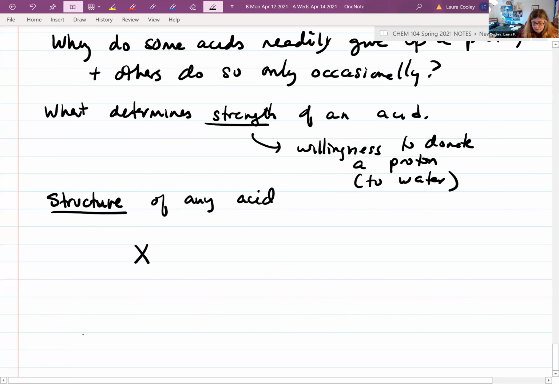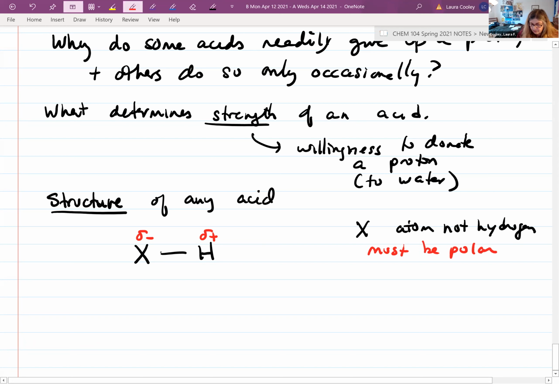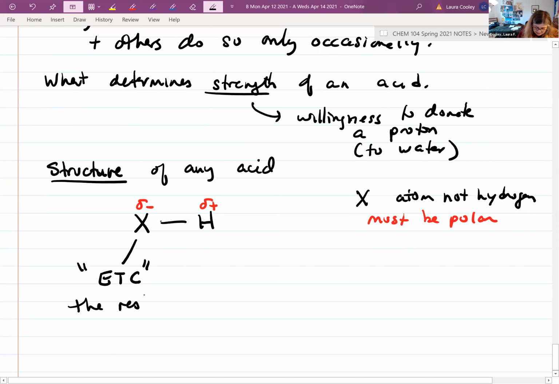Let's say you have an atom that's not hydrogen. So X is an atom that is not hydrogen, bonded to a hydrogen. This is going to be a polar bond, really has to be a polar bond for this to be an acid. That's not the only requirement though, as I'll show you. And then we have the part of the molecule that I like to call the etc. That's really like the rest. And I'll talk some more specifically about that.